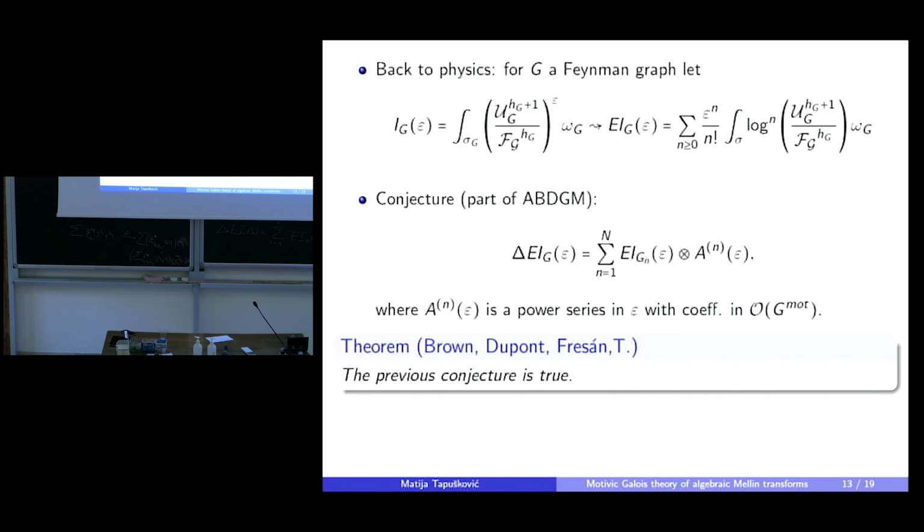A part of the conjecture of the authors I mentioned earlier is that the coaction of EIG epsilon should be expressible in such a way that on the left-hand side we have the same types of expansions, i.e. dimensionally regularized Feynman integrals of some Gn. These Gn are some graphs related to G, tensored with some power series in epsilon, where the coefficients are functions on that motivic Galois group. So this here is a general thing, and we know that works.